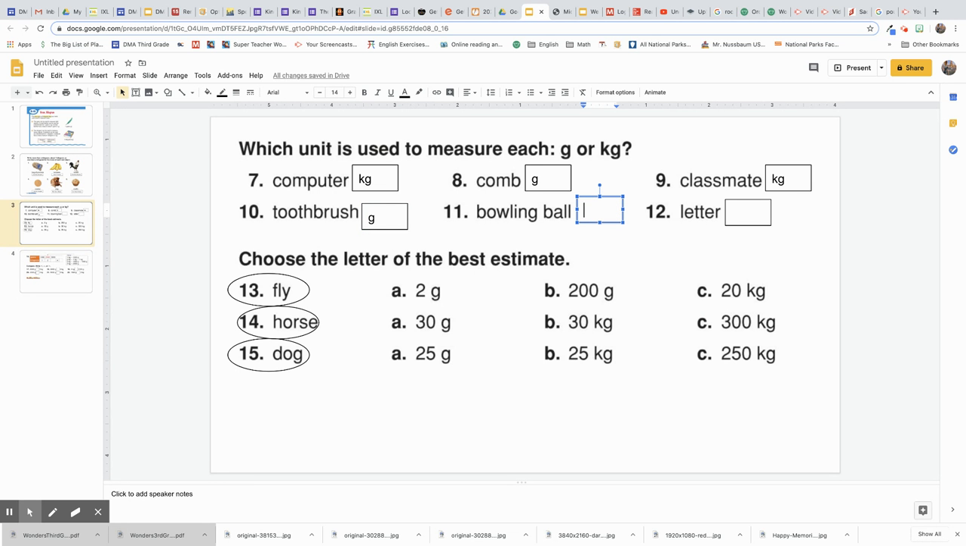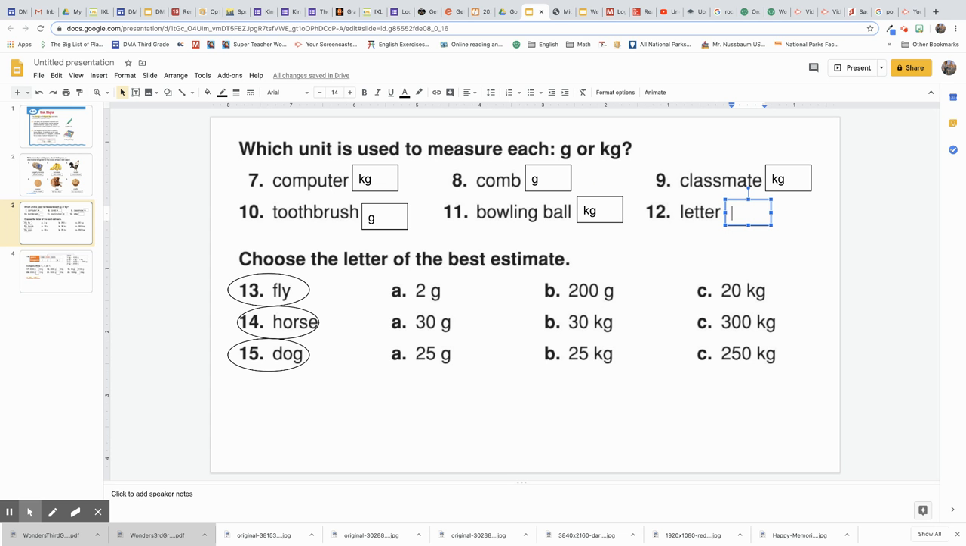All right, bowling ball. Oh, remember back in the good old days called Catholic Schools Week when we went bowling? It seems like forever ago. And you had to pick up that bowling ball. Are you going to say it weighs like a bunch of feathers or a bunch of dictionaries? Yep. Kilograms, a bunch of dictionaries.